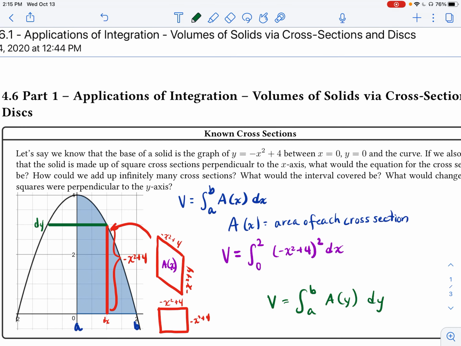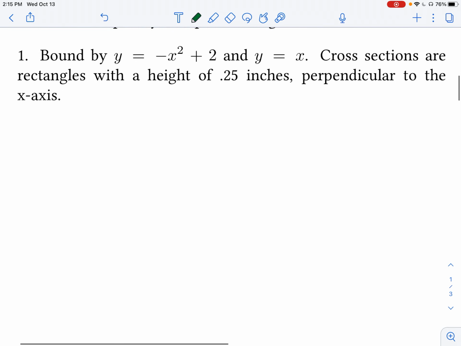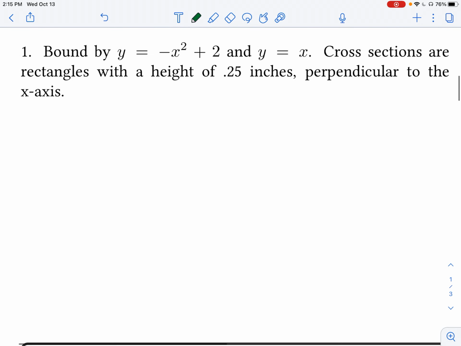All right, so let's try a couple practice problems with this. Let's start with this problem over here. Let's set up the integral and use that integral to find the volume of the solid that is bound by the function y equals negative x squared plus x, and y equals x. We're told that our cross sections are going to be rectangles with a height of 1/4 inch, and these cross sections are going to be perpendicular to the x-axis.